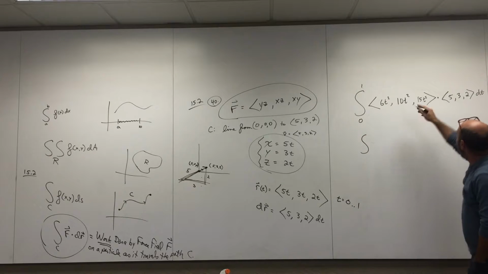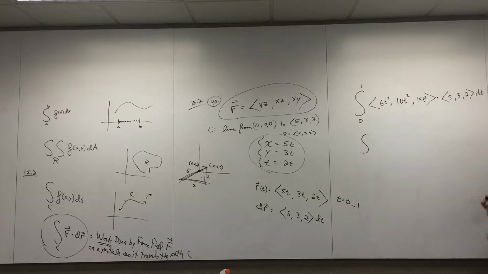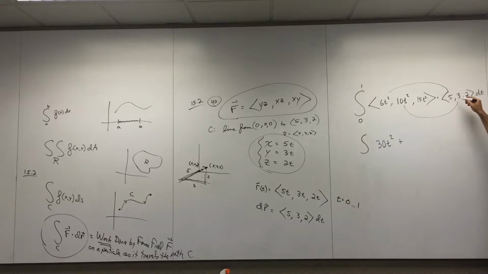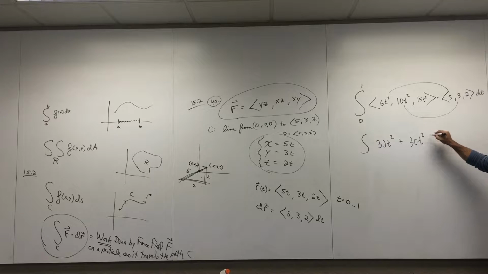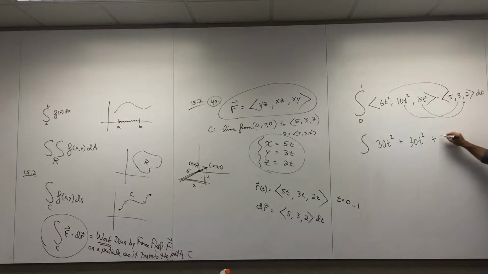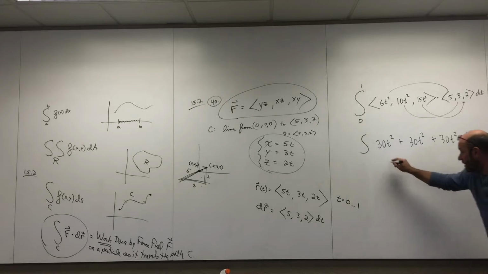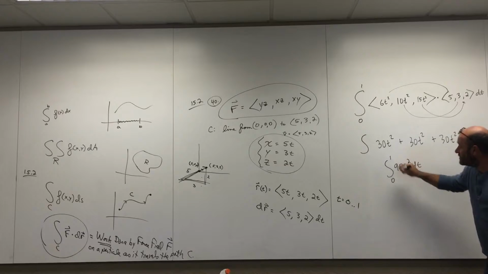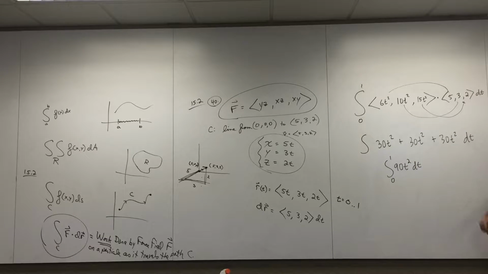Anyway, here we go. I'm going to do the dot product. The dot product will be a scalar when this is all done. It's going to be kind of easy. It's going to be 30t squared plus 30t squared plus 30t squared. That's just a coincidence, I think, you guys. It's not a vector. When you do a dot product, the answer is a scalar. It's actually 90t squared, I guess, isn't it? That's what this problem is turned into. Please integrate 90t squared from 0 to 1.